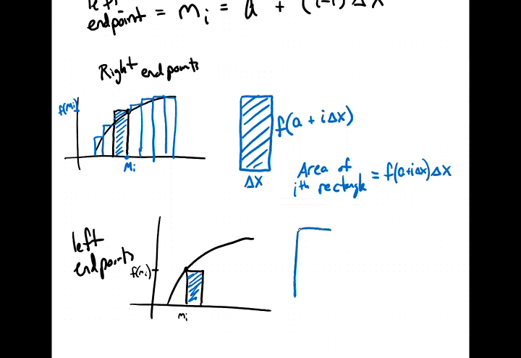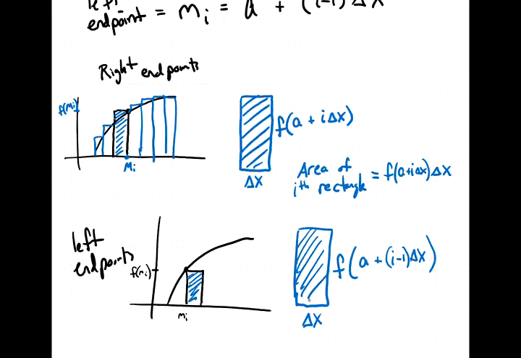And so that rectangle, if we're using left endpoints instead of right, the base is still delta x, and the height will be whatever the y value is when you plug that x value, that left endpoint, into the function, which is f of a plus i minus 1 delta x. And so the area of the ith rectangle would be, again, the product of base times height.